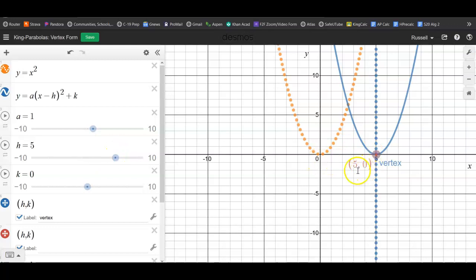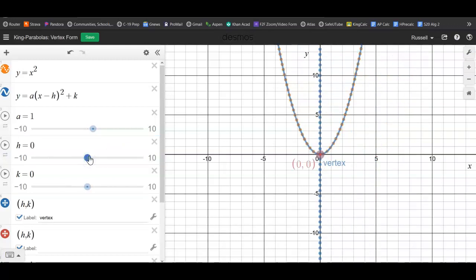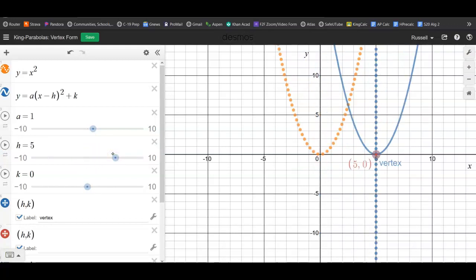The vertex is no longer at 0, 0, it's at 5, 0. So when we subtract a number from h, it moves the graph to the right. That's called a shift right by 5 in this case. That's a shift right by 5, also known as a horizontal translation. And that's achieved by graphing y equals x minus 5 squared.